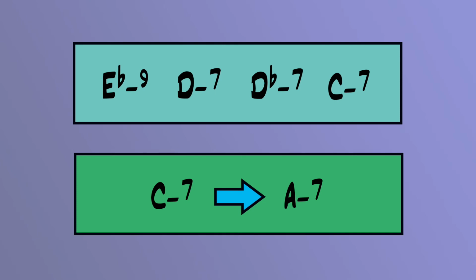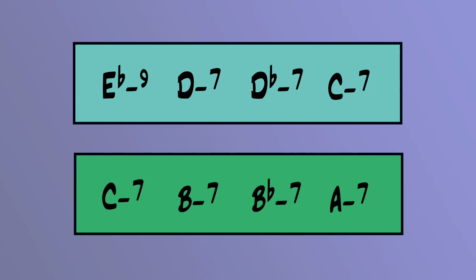The next one is a little bit of a stretch, and that's because getting from C minor to A minor takes a little bit more time. The reason is because instead of going straight down to A minor, we pause for a moment on B flat minor before finally getting to it.